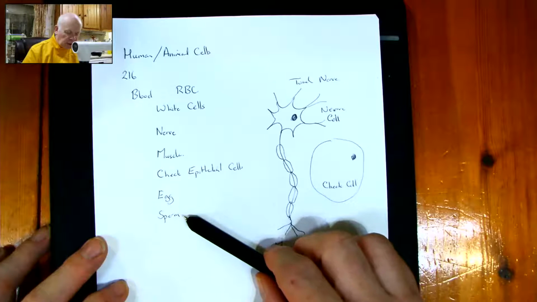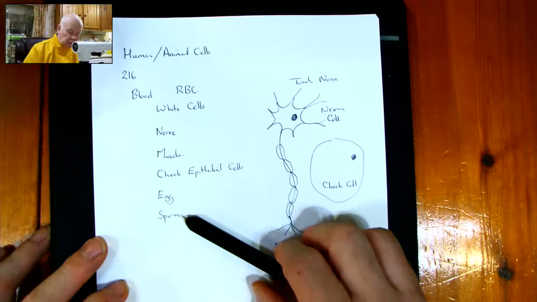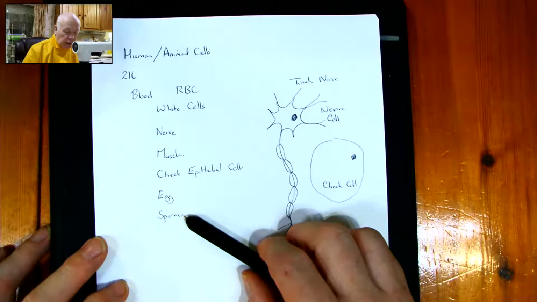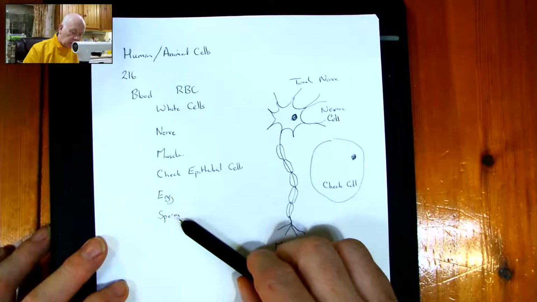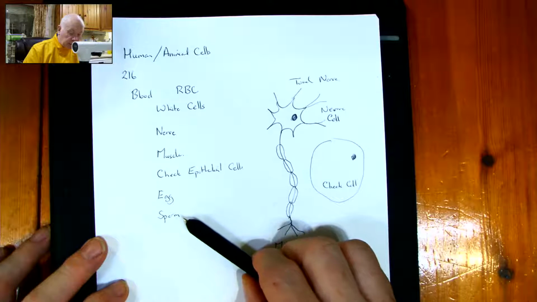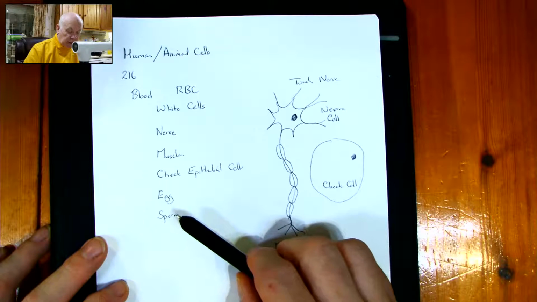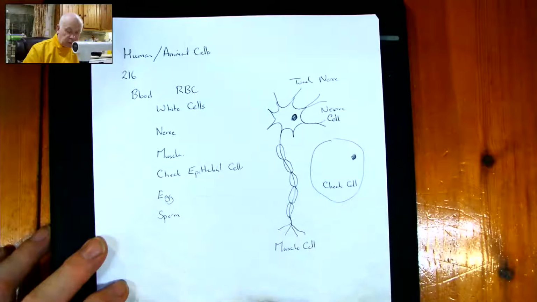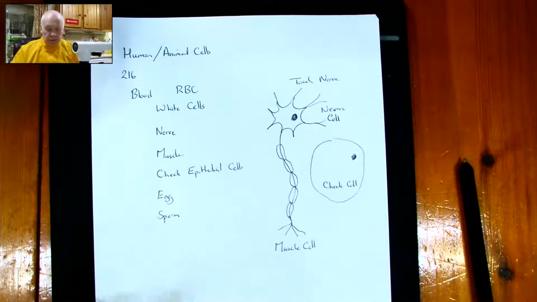And a sperm cell, again, very small, very specialized, with a long tail and tightly packed mitochondria, and really just a nucleus containing half the amount of DNA ready to be delivered to an egg. So that's a human cell. Let's have a look and see about a plant cell.